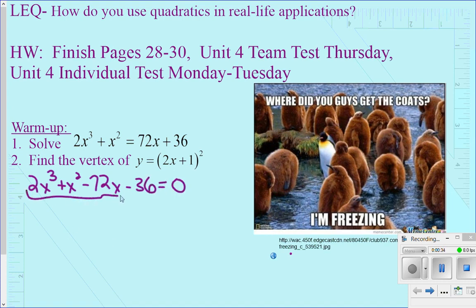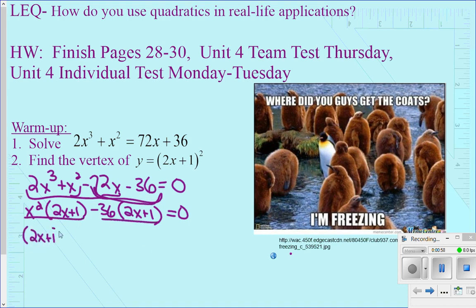So I'm going to group those two and those two. So GCF x squared, I'm left with 2x plus 1. I copy the 2x plus 1. I realize that I have a negative 36 when I factor out the 2x plus 1, and that equals 0. So GCF between these two terms is 2x plus 1, and I'm left with x squared minus 36, and that equals 0.